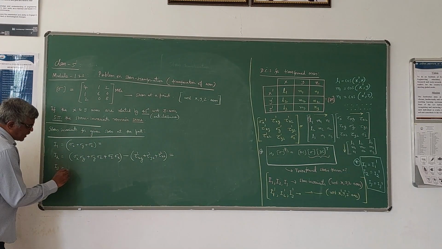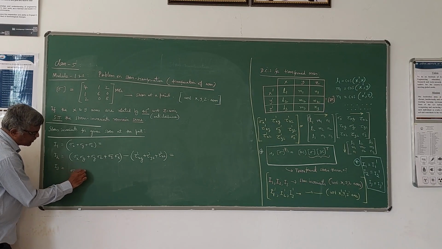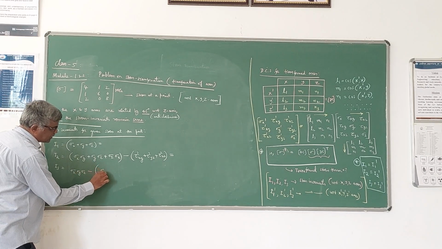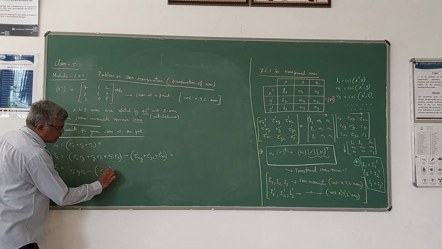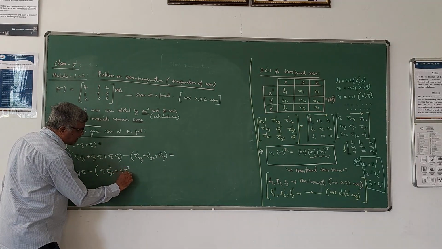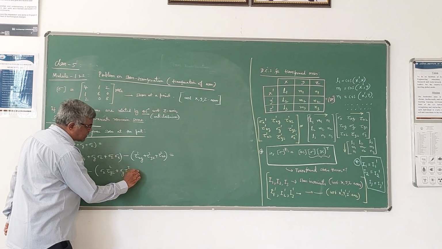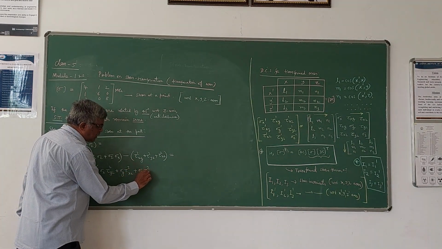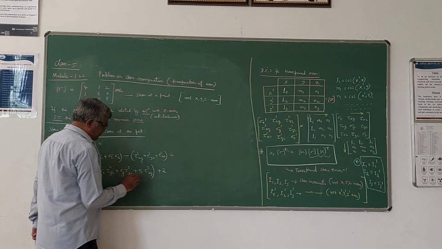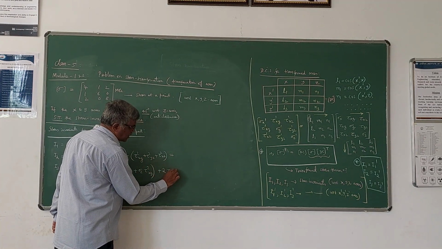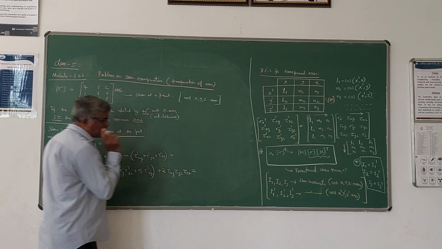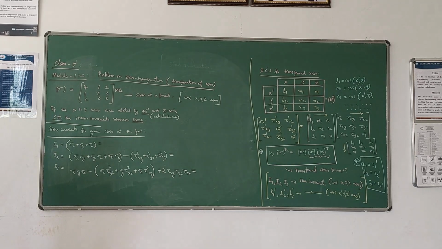The third one, I3, is sigma x into sigma y into sigma z, minus sigma x into tau square yz plus sigma y into tau square zx plus sigma z into tau square xy, plus 2 times tau xy tau yz tau zx. Now you substitute to get the values.